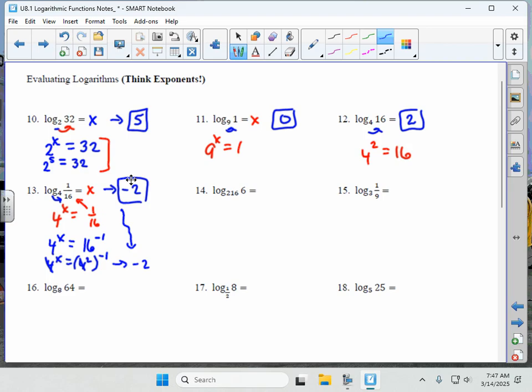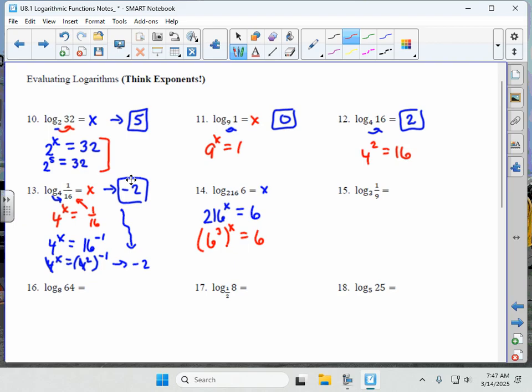All right, number 14, log base 216 of 6. Again, we're trying to find 216 to what power is 6. This one's a little trickier. If we set this equal to x and change it to exponential form, 216 to the x equals 6. We could get the bases the same here. Looking at our exponent sheet from the previous lesson, 6 to the 3rd power is 216.